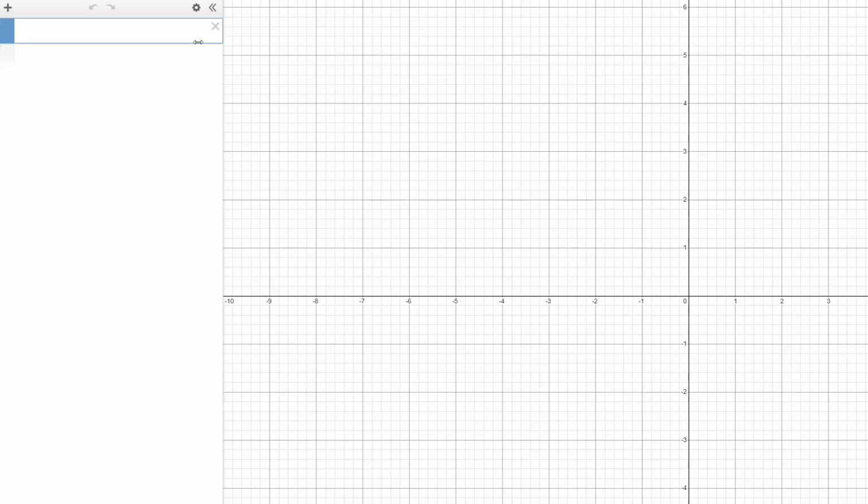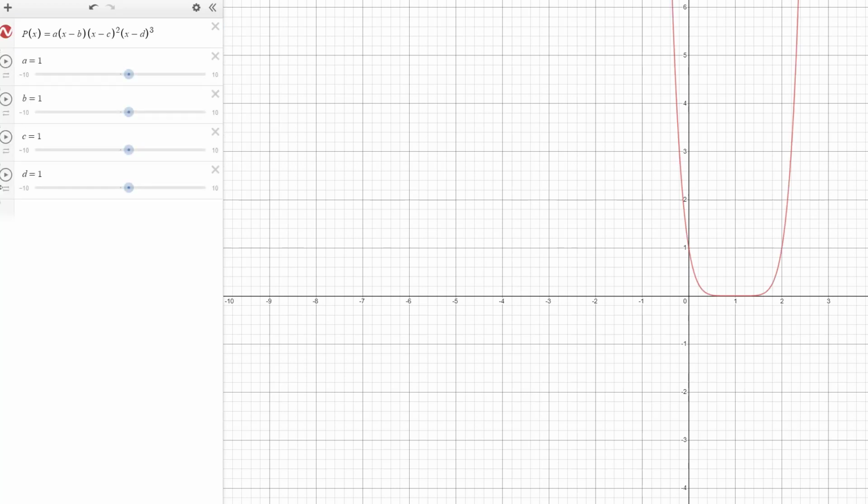Again, it's my goal to make sure that people know how to use technology like Desmos. So I'm going to show you how I would do this. P of x is equal to a times the quantity x minus b times the quantity x minus c, quantity squared, and then times the quantity x minus d, quantity cubed, I think is how we had it. Yeah, I'm looking over at the page here. Notice that when we do that, it asks us to add a slider for each of those values a, b, c, and d. In this case, we would call those parameters. So we're going to add a slider for all those parameters.